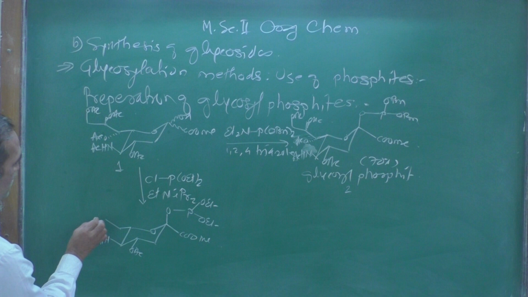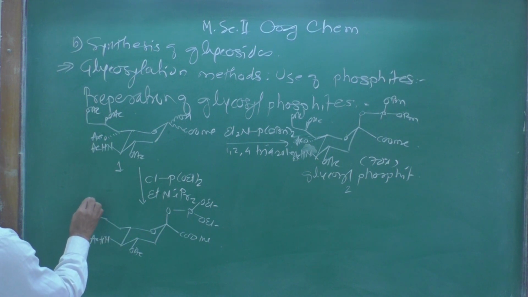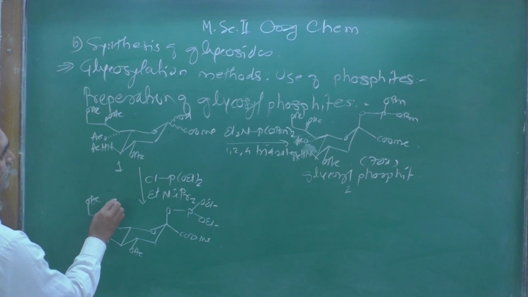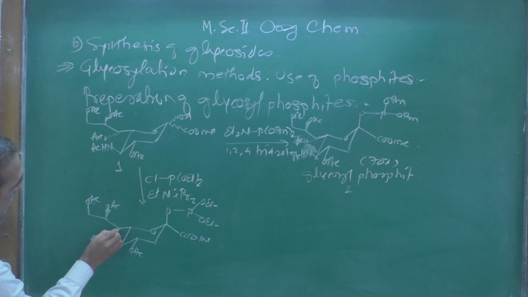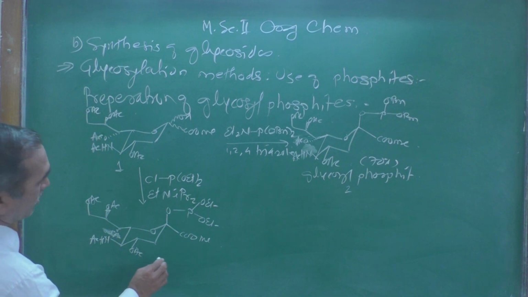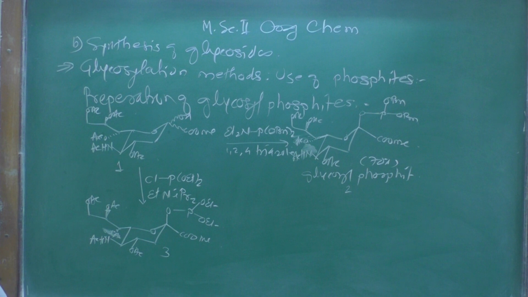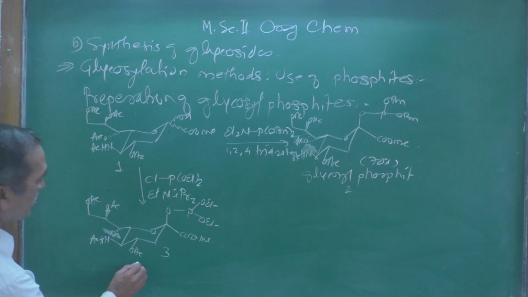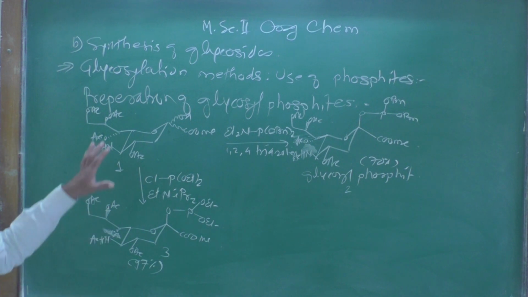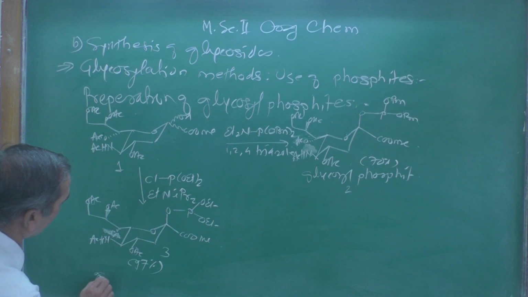Then you can draw OAc in the above, OAc group, and here on the other side OAc, an acetyl group, and this is also one of the glycosyl phosphites. This structure you can call structure number 3. A very high yield, about 97%, of this product is produced. So this is also a glycosyl phosphite.